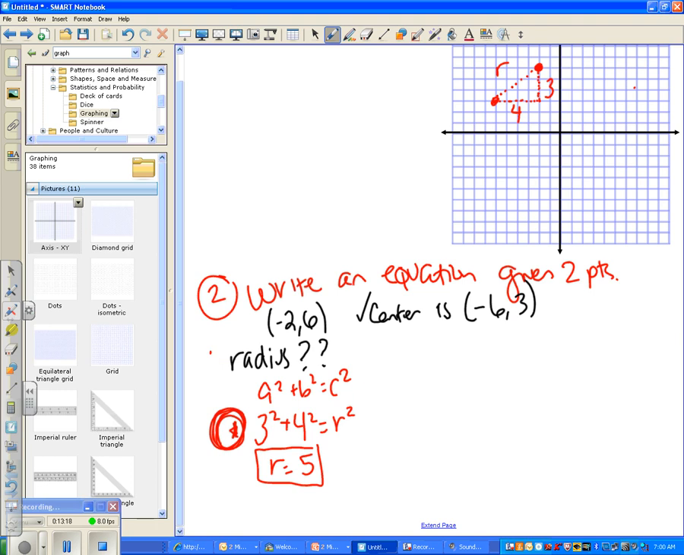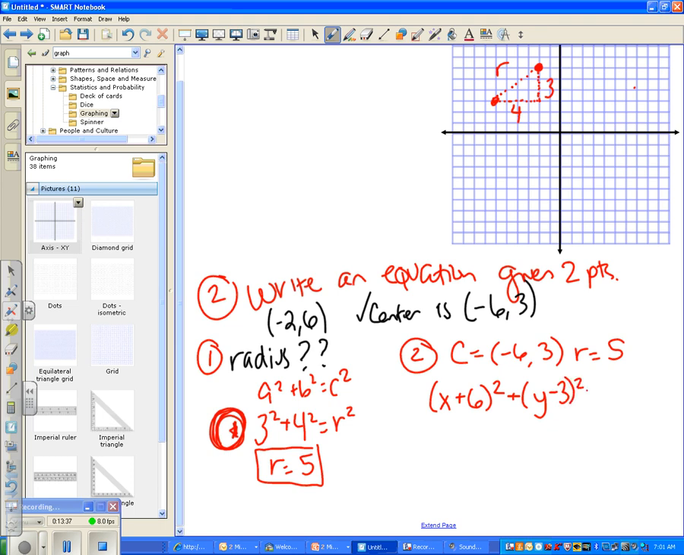So the first thing you're going to do on these questions is figure out what the radius is. The second thing you're going to do, you know that the center is negative 6, 3. You know that the radius now is 5, and you're just going to plug it into the equation. So x, instead of a negative 6, you're going to change the signs to make it positive 6. For y, the y is 3. Instead of a positive 3, you're going to make it negative 3. Equals, and remember the radius you need to square, so 5 squared, and that turns out to be 25. All right, so here's the equation of your circle.